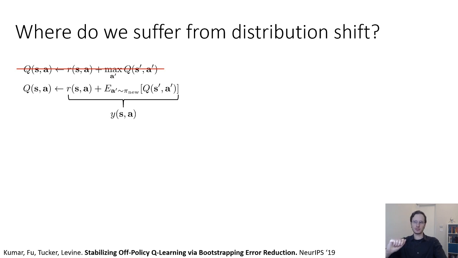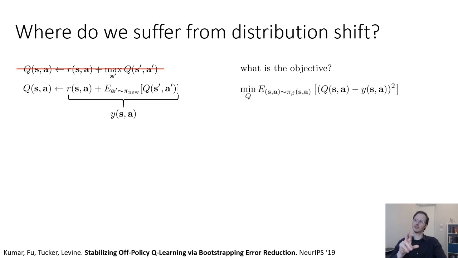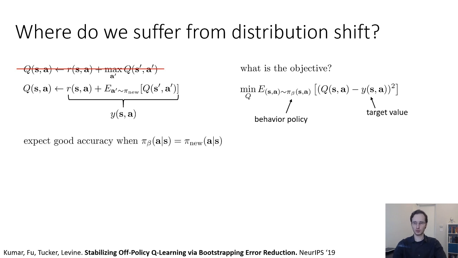So let's say that our target values are called y. What is the objective for the Q function? Well, it's to minimize the empirical risk, the empirical error against y, under the distribution over states and actions induced by our behavior policy pi beta, which means that we would expect Q to give us accurate estimates of Q values under pi beta. Right? Pi beta is the behavior policy. So we expect good accuracy when pi beta is equal to pi nu. So if pi nu is pi beta, then we're fine. We're going to have low error estimates. But how often is that true?